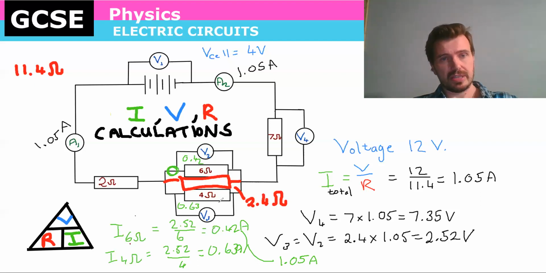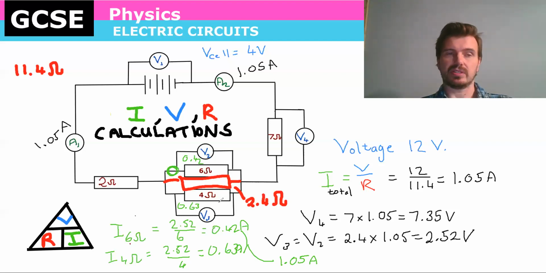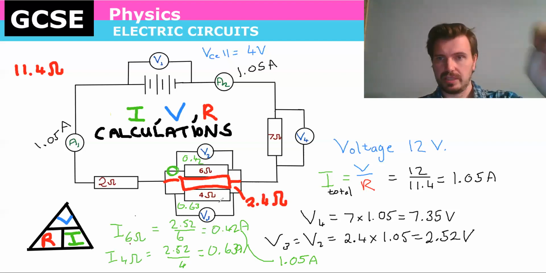Okay, so those are our voltage and current calculations using the resistance that we calculated in the last lesson. That's it for now, and in the next lesson we will be doing power calculations and possibly charge as well.